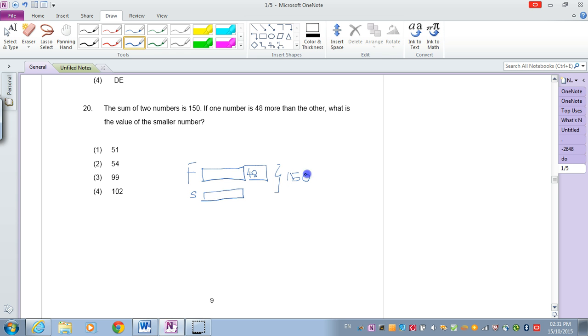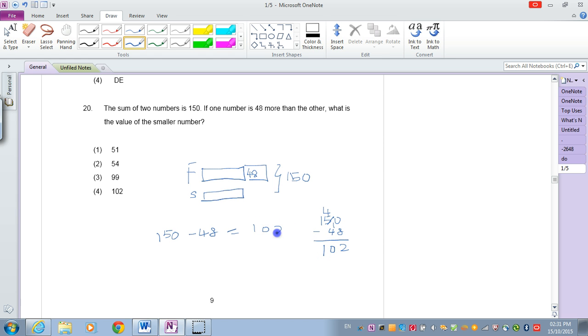In this case, the second number is the smaller number. So what should I do? Okay, now if I look carefully at my model, I know that if I take away the 48, both the first and the second number would be the same. So what should I do? I should use 150 to subtract 48. So if you do your subtraction, you will know that 150 minus 48 will give you 102.